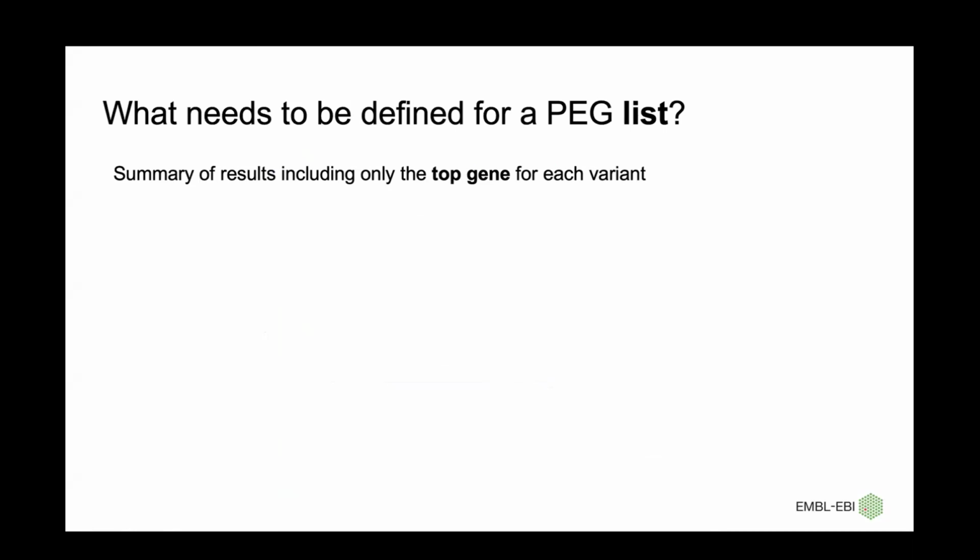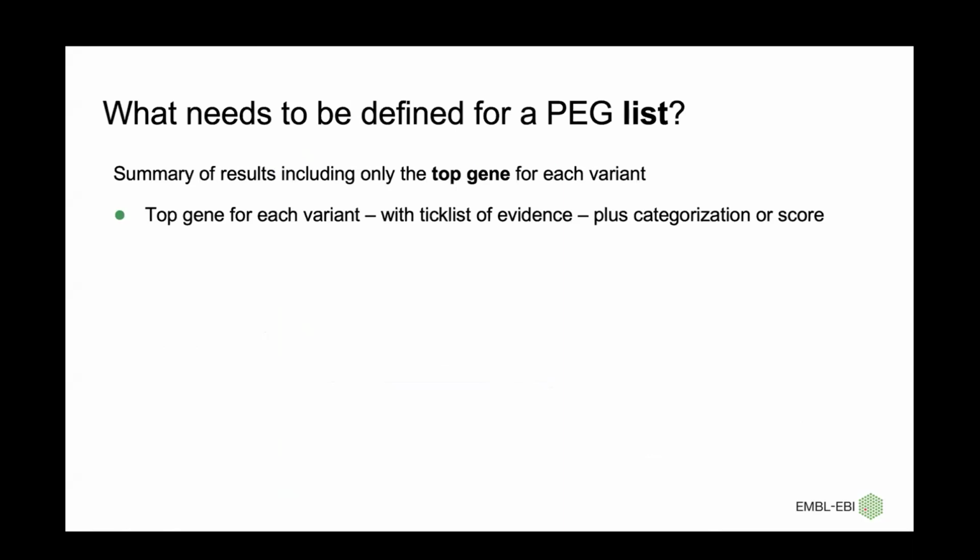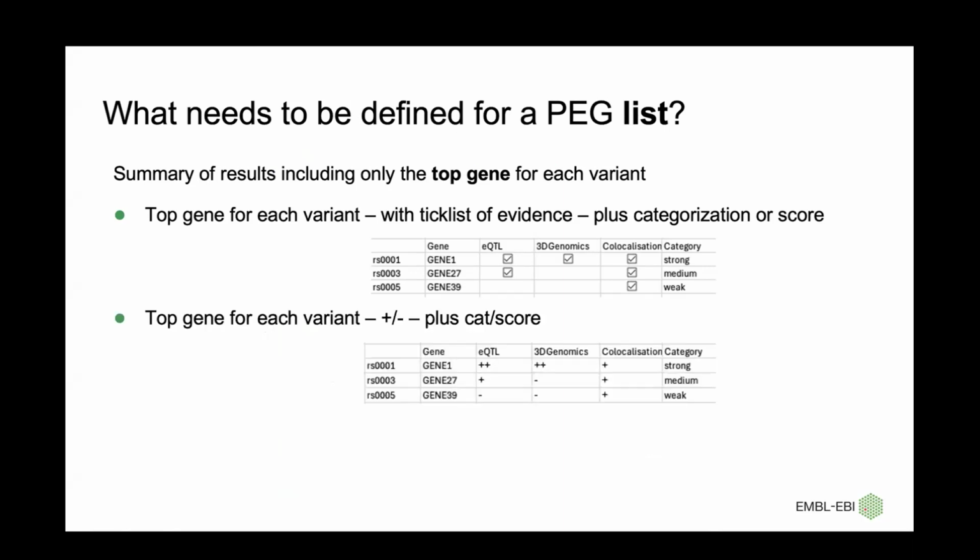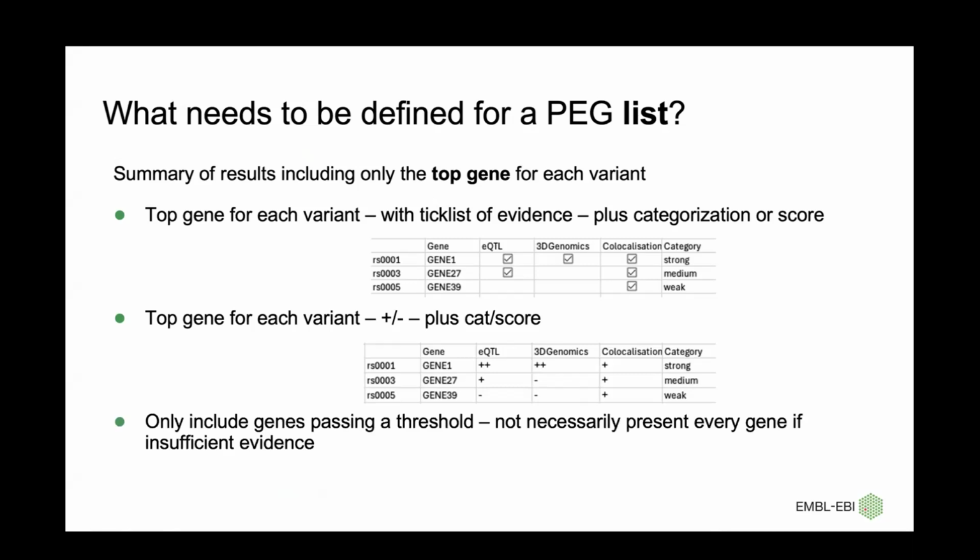So what we mean by the PEG list is a summary of results only including the top gene for each variant. This could be, for example, just the list of variant-gene pairs with a tick list of evidence plus the categorization or the score. Or it could have some indication of the strength of the score with the categorization. Or it might be preferable that only genes passing a particular threshold are included. So, for example, only the strongest genes should be reported, and we don't necessarily expect authors to present every gene if there's insufficient evidence.